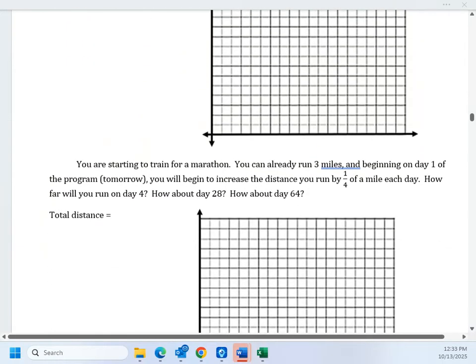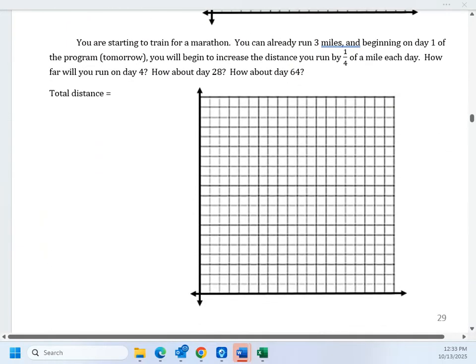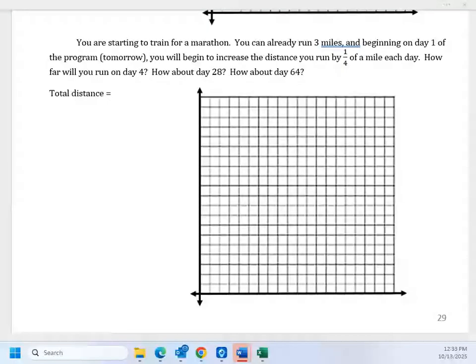Our next question. You are starting to train for a marathon. You can already run 3 miles, and beginning on day 1 of the program, tomorrow, you'll begin to increase the distance you run by 1/4 of a mile each day. How far will you run on day 4? How about day 8? How about day 64?